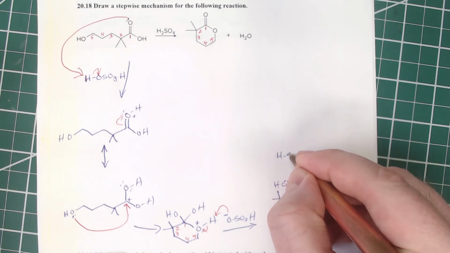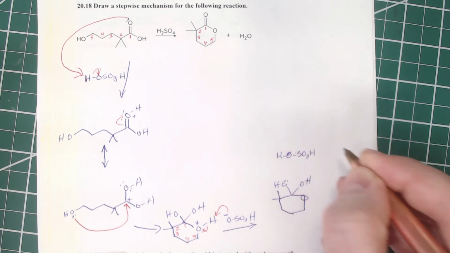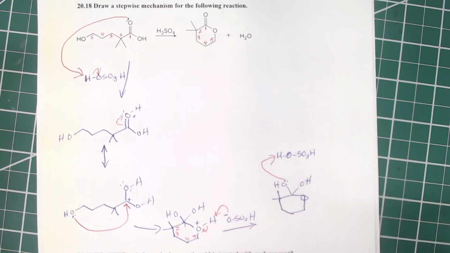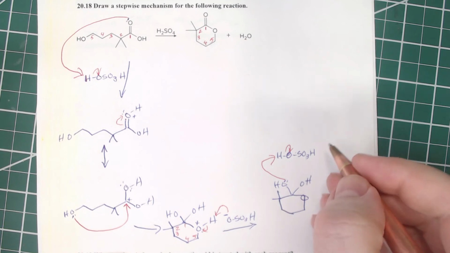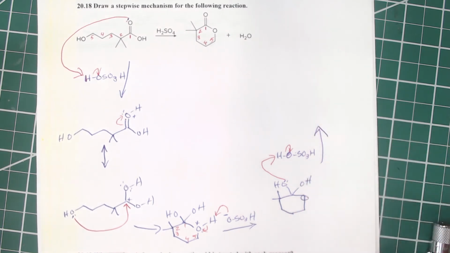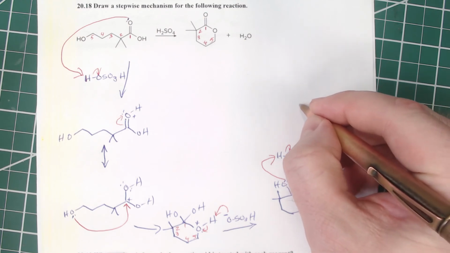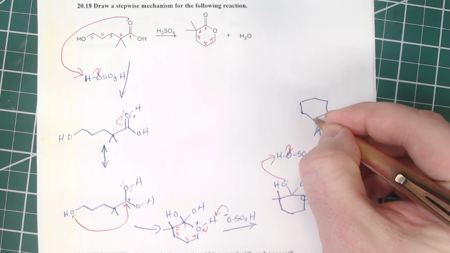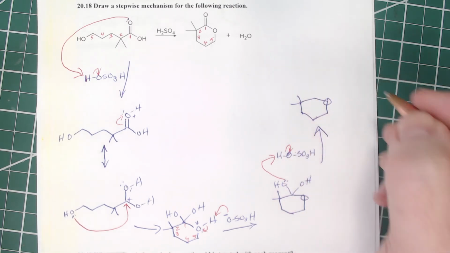Okay. And we're going to protonate it with sulfuric acid again. So HOSO3H. We'll go from that pair of electrons to that hydrogen. We'll kick this pair of electrons to that oxygen. And that is going to create, again, I kind of made that ugly.